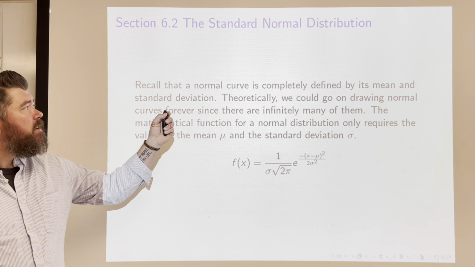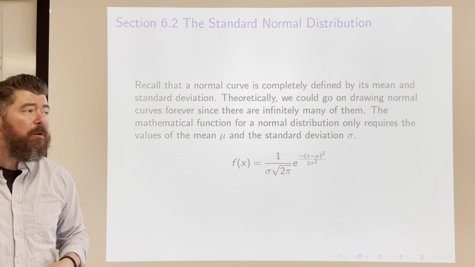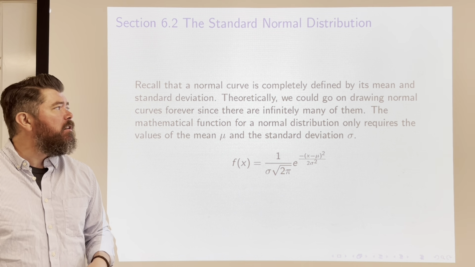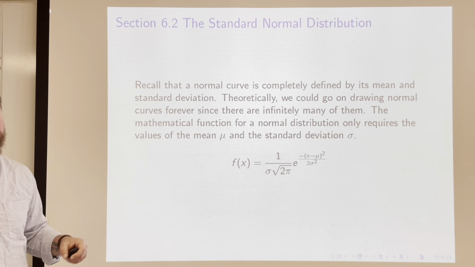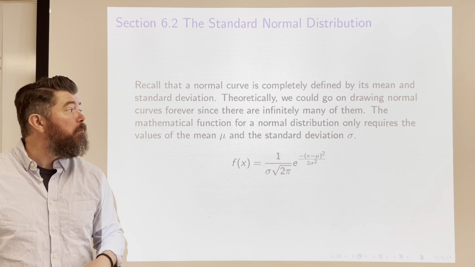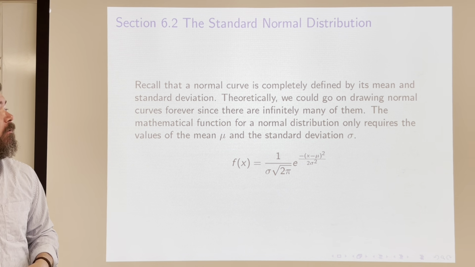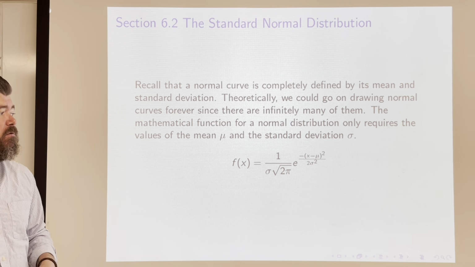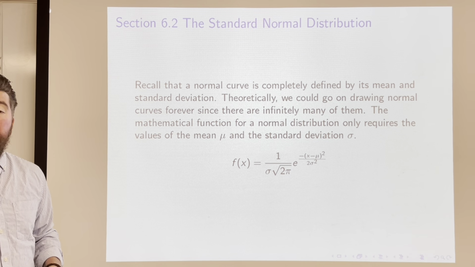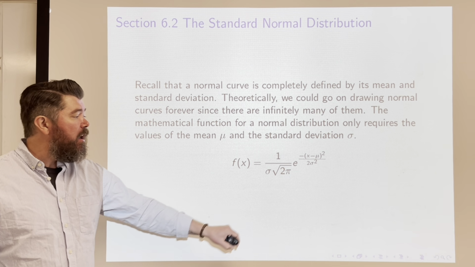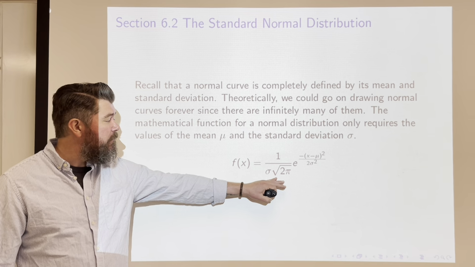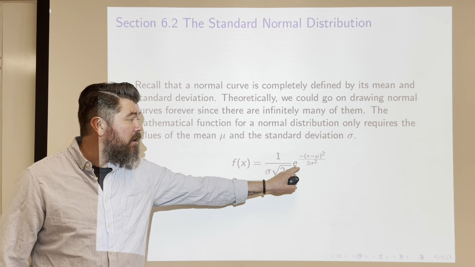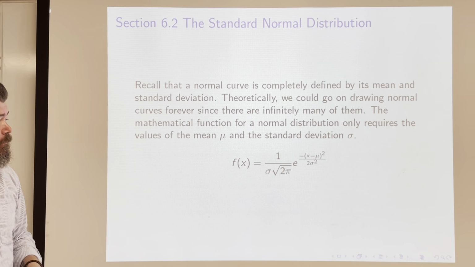Now, it turns out that a normal curve is completely defined by its mean and standard deviation. Theoretically, we could go on drawing normal curves forever, since there are infinitely many of them. The mathematical function for a normal distribution only requires the values of the mean, mu, and the standard deviation, sigma. And if you're interested, it's given as follows. F of x is this exponential function. Notice it's an e to the x type function.